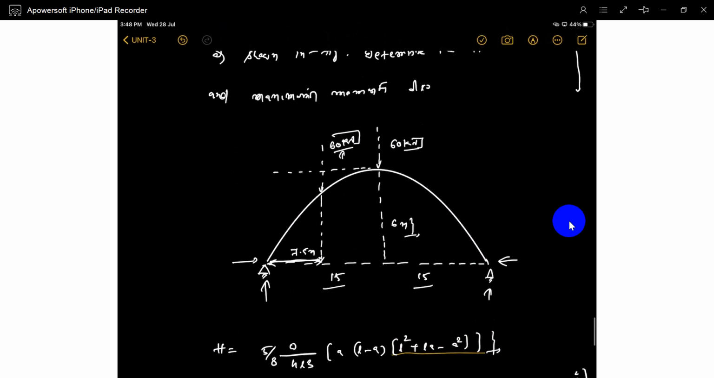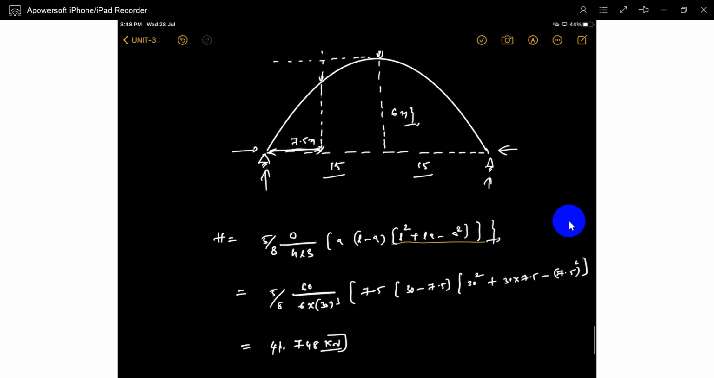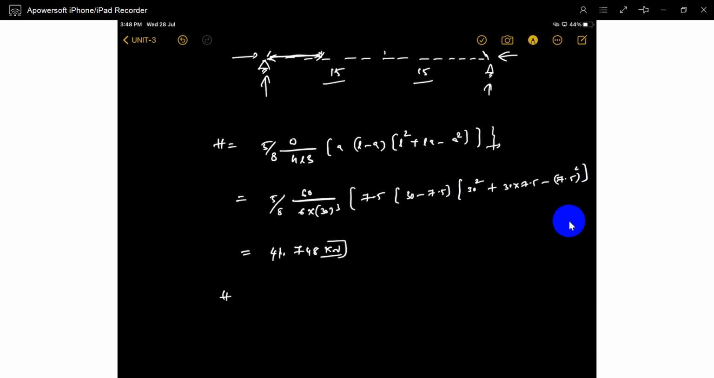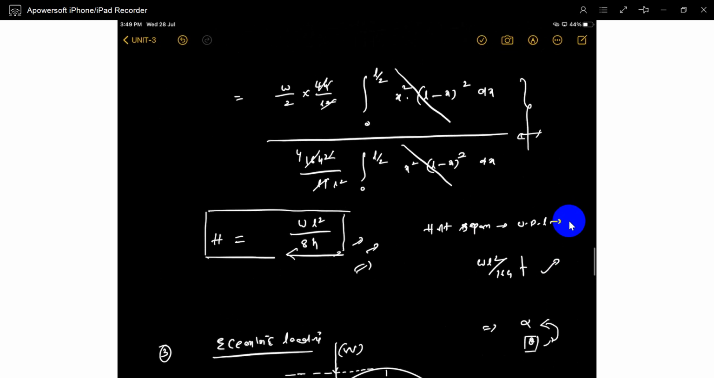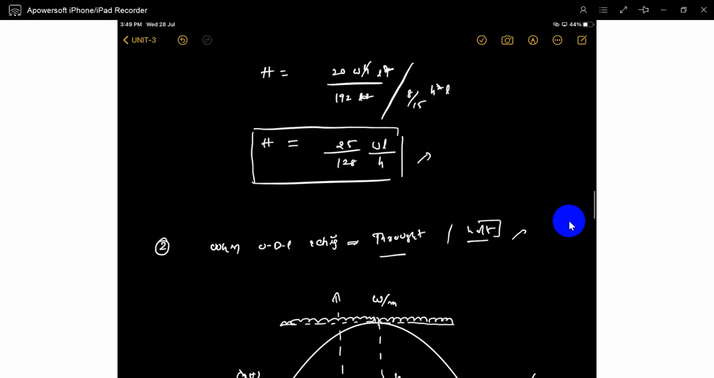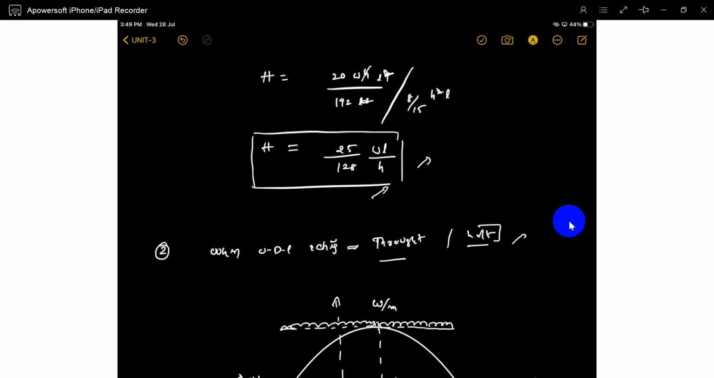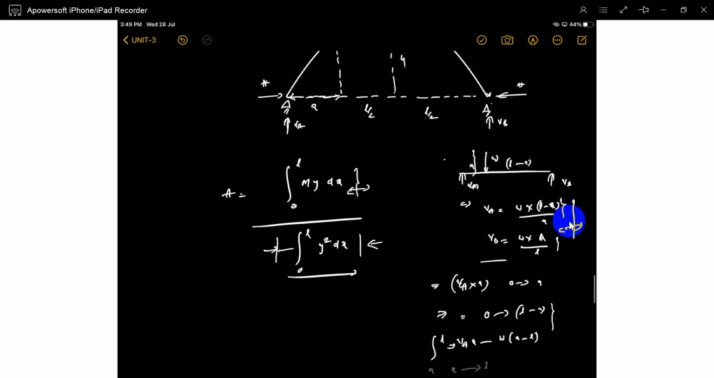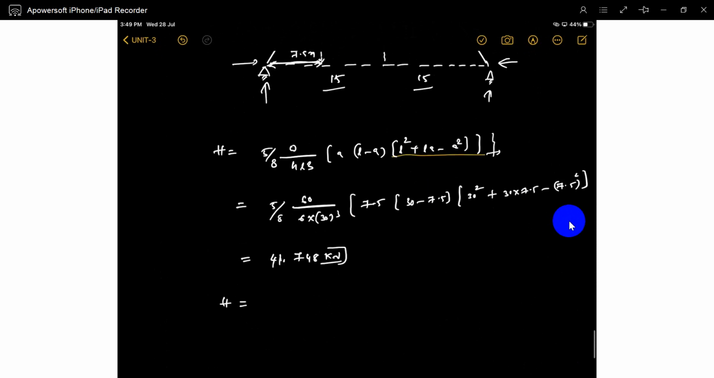But if another loading of 60 kilonewtons is acting at the crown point, what is H at the crown point? For a uniformly distributed load it is W L square by 8H. For a point load at the crown, it is 25 by 128 W L divided by H.